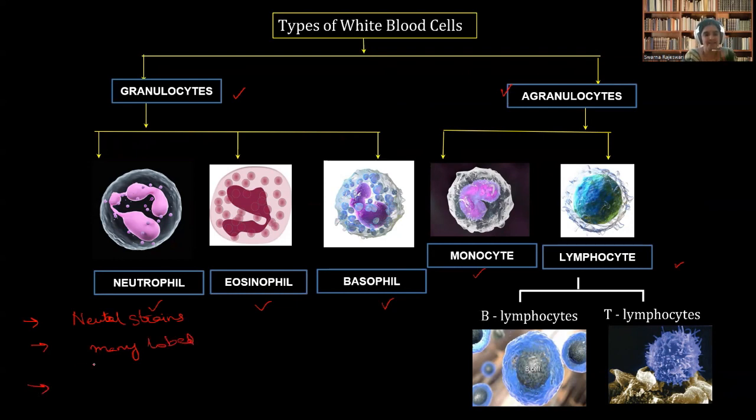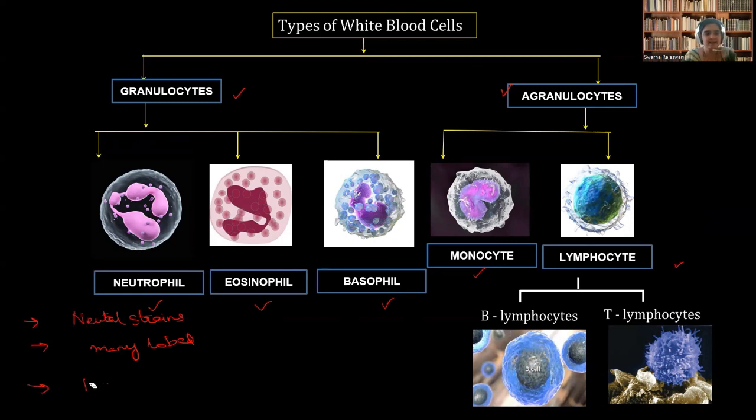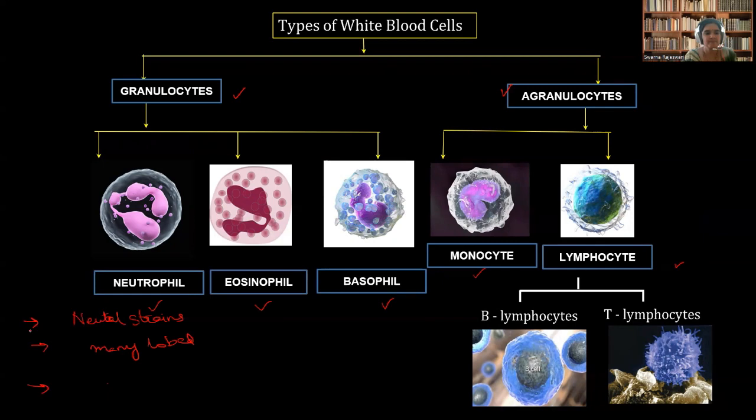And these neutrophils are called the microscopic policemen of the blood, because they are mainly essential for fighting against infections.